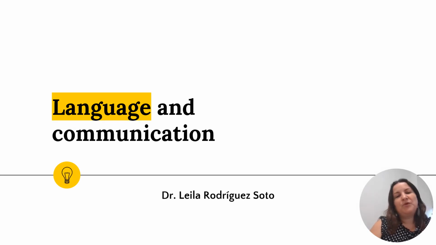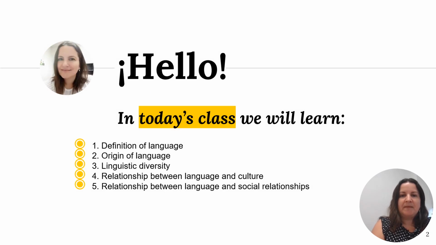In this lesson, we're going to learn about language and communication as a specific part of culture and cultural diversity. In today's class, we're going to get at a definition of what language is, how language originated in humans. We're going to talk about linguistic diversity, how many languages are in the world, what's happening to them. And then we're going to talk about how language relates to culture and how it relates to social relationships among people.